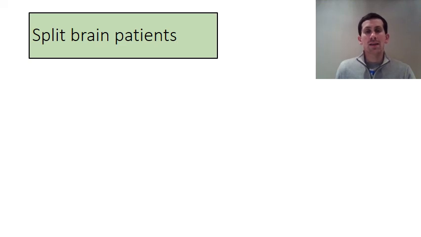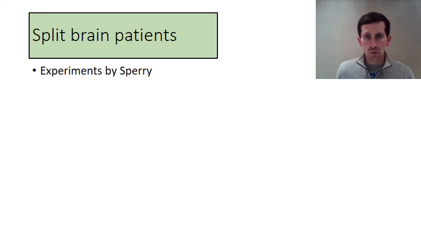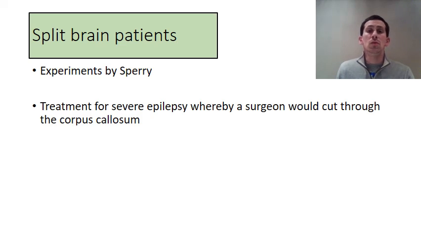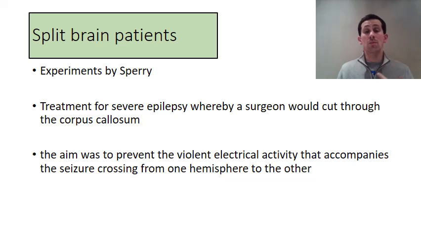We're going to have a quick look at split brain patients now. These were a series of experiments conducted by someone called Sperry. He had patients who were being treated for epilepsy, and the surgeon would cut down the middle of their corpus callosum. The idea was it would prevent the violent electrical activity that accompanies seizures, because the seizure and the electrical activity would jump from one hemisphere to the other, and that's what would kickstart the seizure.